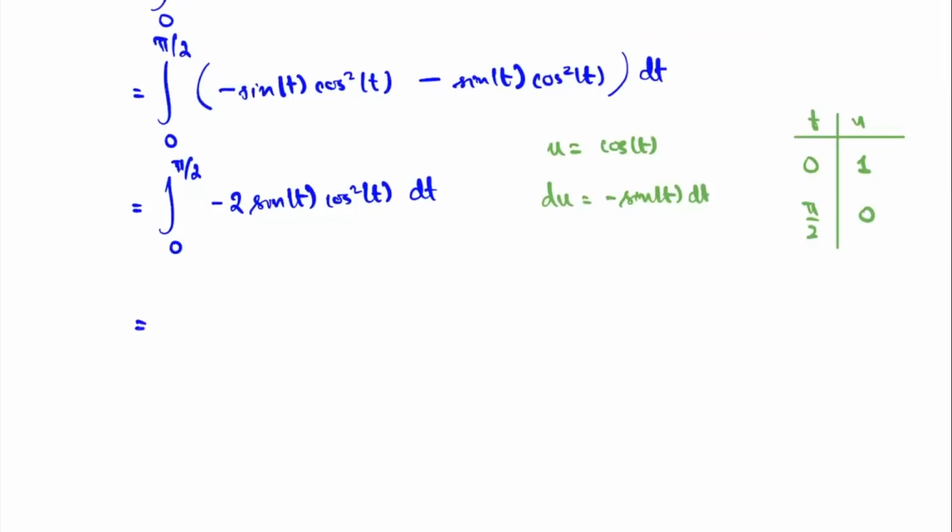So the definite integral becomes, I take out the negative 2, that is negative 2 times the integral from 1 to 0 of negative u squared du. U squared, yes, thank you.